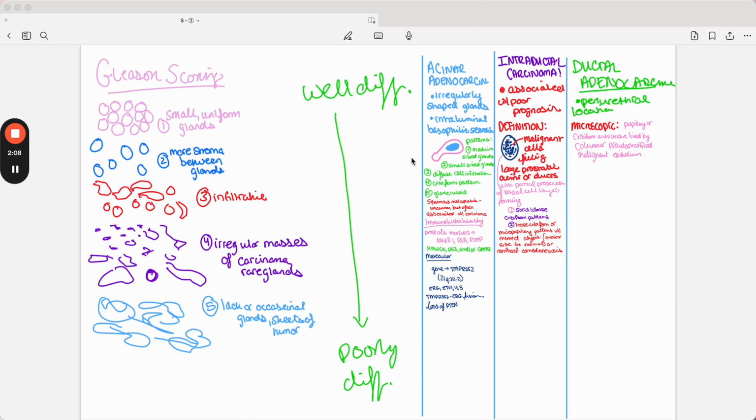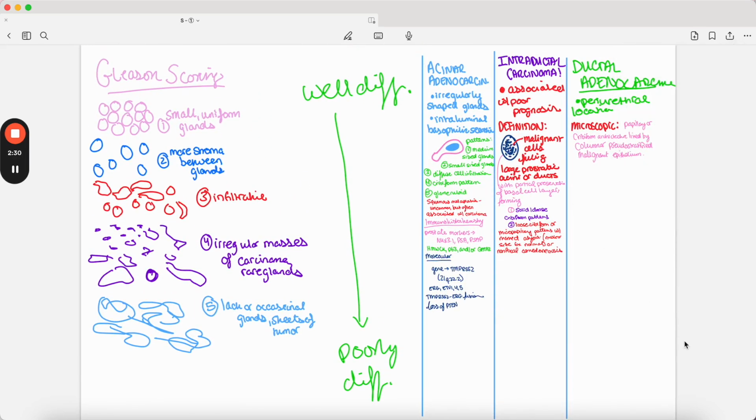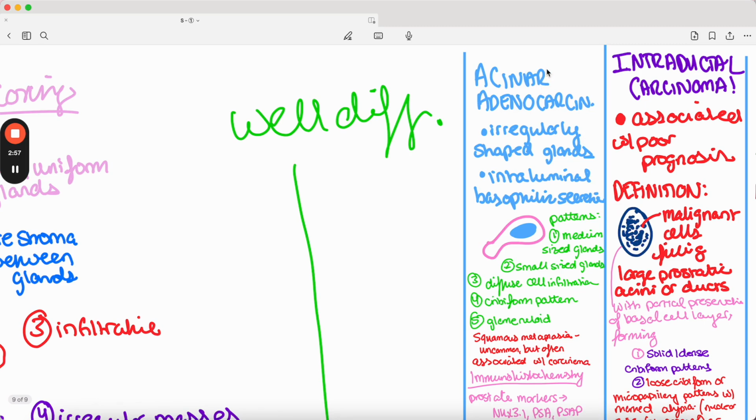And then when we think about different types of adenocarcinomas, there's two primary types in the prostate: acinar and ductal. Acinar being the more common one, and then we also have something called intraductal carcinoma as well. So I'm just going to zoom in here. First we have acinar adenocarcinoma.